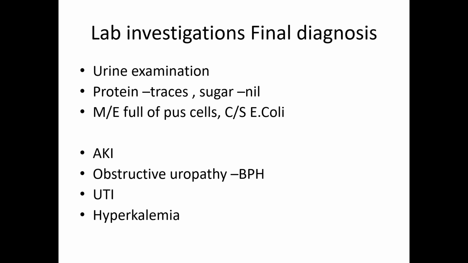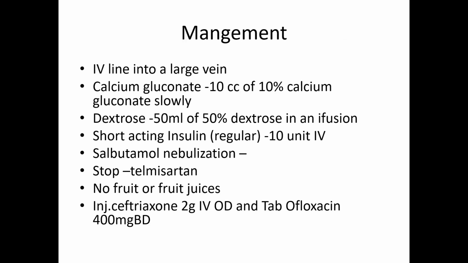So again, this patient had acute kidney injury secondary to obstructive uropathy, that is BPH in this patient, along with urinary tract infection and hyperkalemia. As the hyperkalemia was at a dangerous level, it was managed by giving calcium gluconate, dextrose, short-acting insulin and salbutamol nebulization.